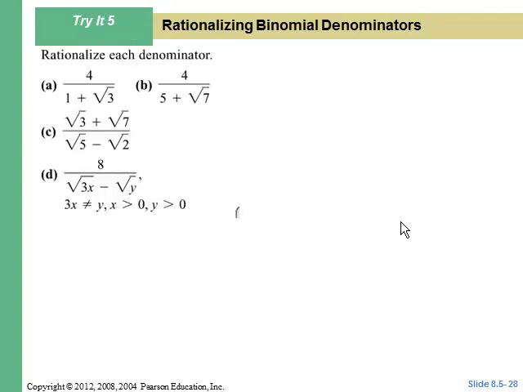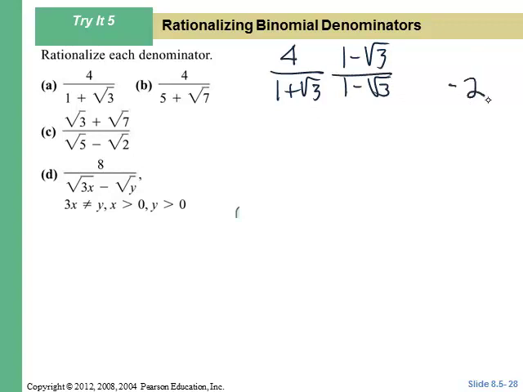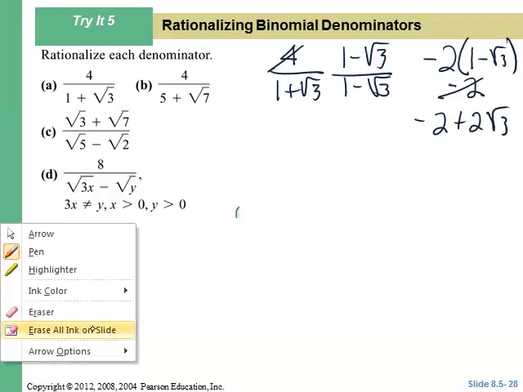You do this one. Okay, A is 4 over 1 plus the root of 3 times 1 minus the root of 3. 1 minus 3 is negative 2. So we can cancel the negative 2 against 4 to give us negative 2 times 1 minus the root of 3, which is negative 2 plus 2 root of 3.